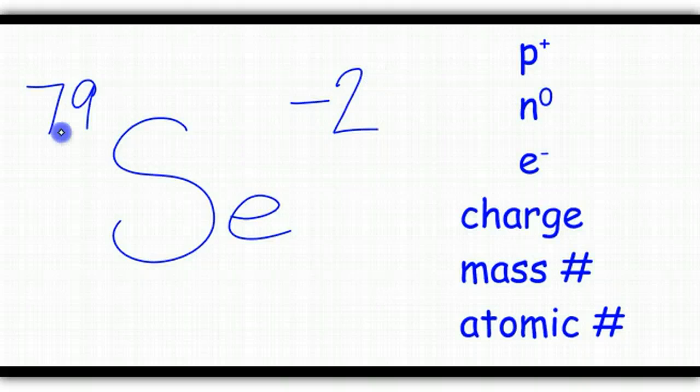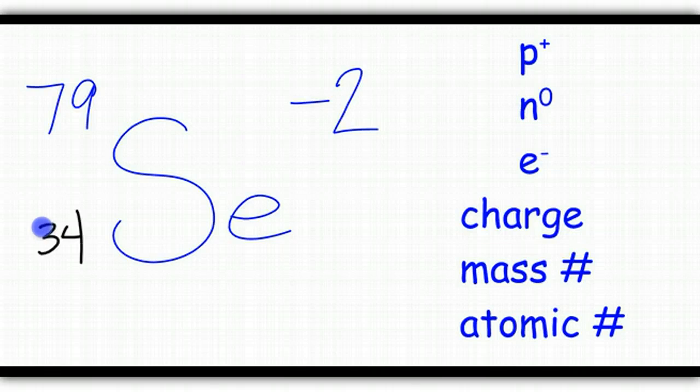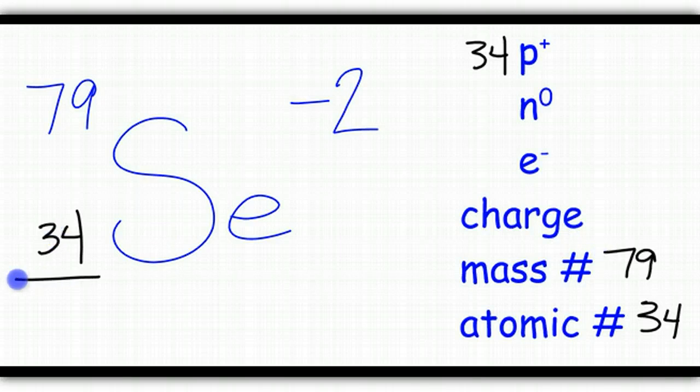One more example, we'll look on the periodic table for the atomic number of selenium. So selenium is over here, and the atomic number is 34. So if I know the atomic number is 34, I also know that I have 34 protons. Now, my mass number is 79. If I subtract my mass number and my atomic number, then I would get the number of neutrons, which is 45. Finally, I'll take 34 plus 2 equals 36 electrons. Because we have 2 more negatives than we do positives, we have an overall -2 charge.